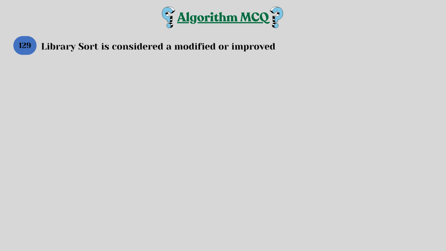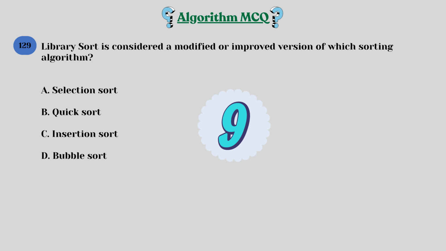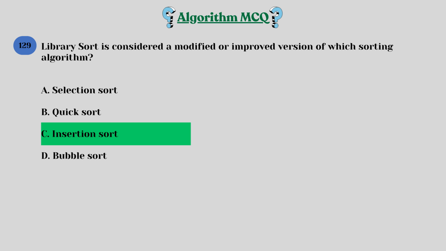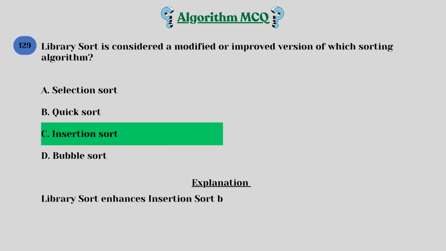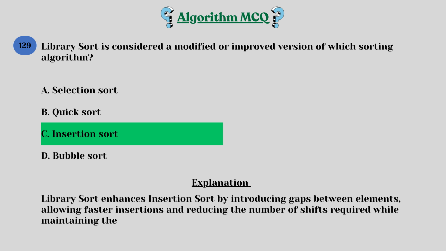Library sort is considered a modified or improved version of which sorting algorithm? Correct answer, insertion sort. Explanation: library sort enhances insertion sort by introducing gaps between elements, allowing faster insertions and reducing the number of shifts required while maintaining the same core insertion-based approach.